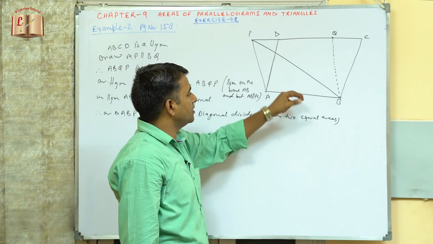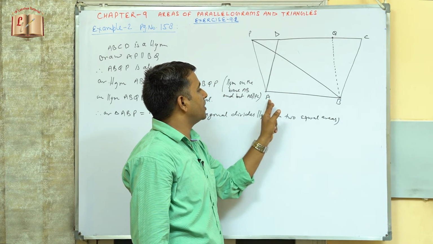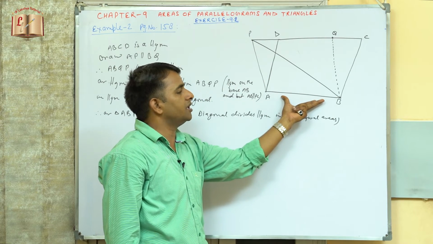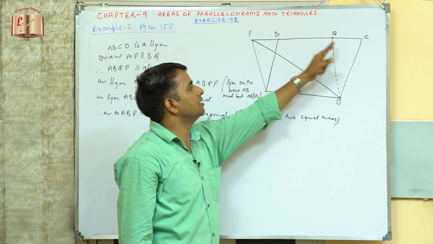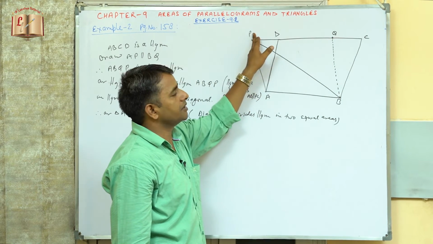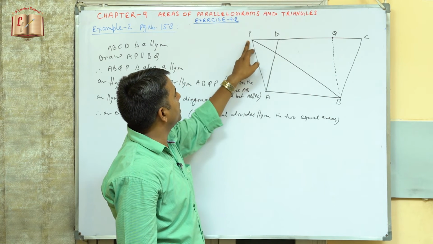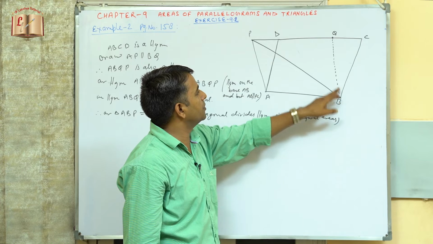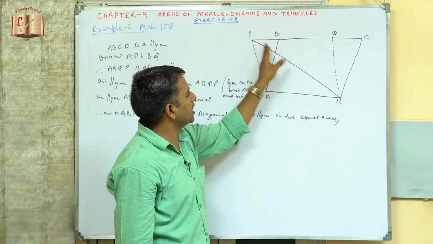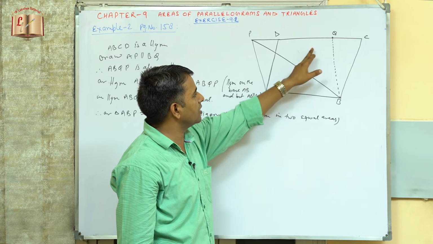So first of all, we have proved that the area of parallelogram ABCD is equal to the area of parallelogram ABQP, because these are parallelograms on the same base AB and between the parallels AB and PC. Now in this parallelogram ABQP, PB is the diagonal, so the area of ABP will be equal to the area of triangle BQP, because they are the two triangles made by joining the diagonal. So the diagonal divides the parallelogram into two equal areas. So this area will be equal to this area.